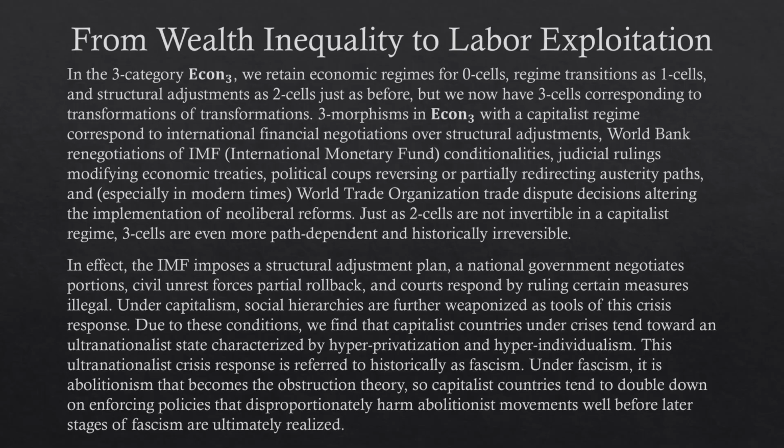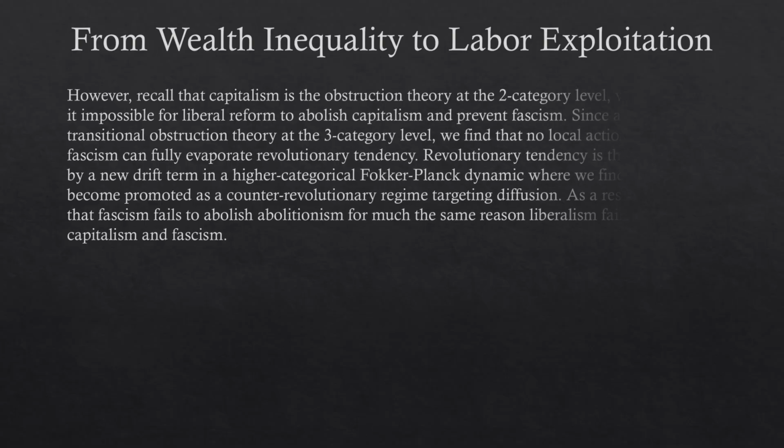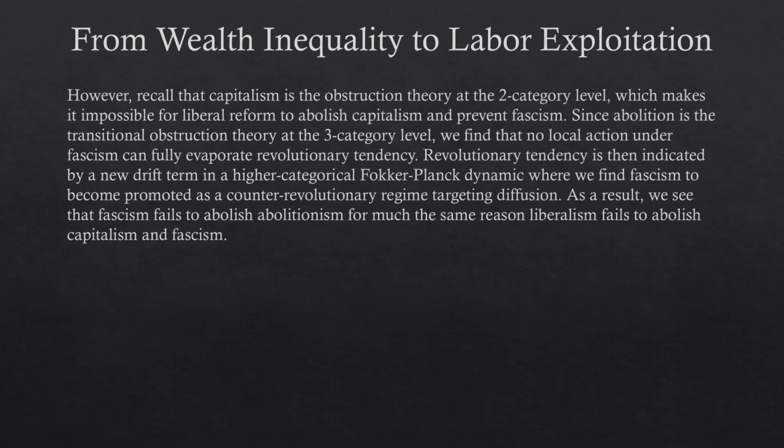Under fascism, it is abolitionism that becomes the obstruction theory, so capitalist countries tend to double down on enforcing policies that disproportionately harm abolitionist movements well before later stages of fascism are ultimately realized. However, recall that capitalism is the obstruction theory at the 2-category level, which makes it impossible for liberal reform to abolish capitalism and prevent fascism.